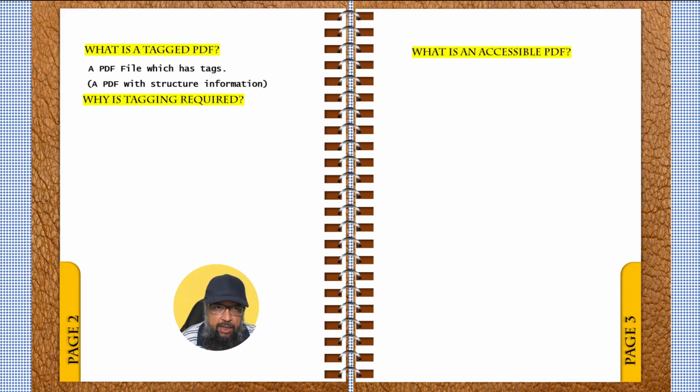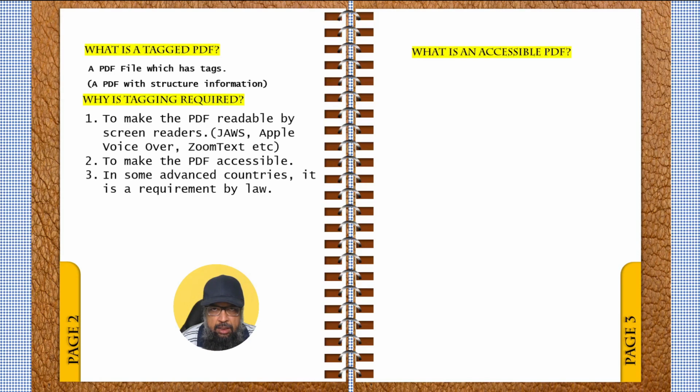But a little bit more explanation is that a PDF file which contains some information about the structure of the document, how the contents are structured inside the file, is called a tagged PDF file, and this structure information is provided to other software applications. And now the question is, why is tagging required?